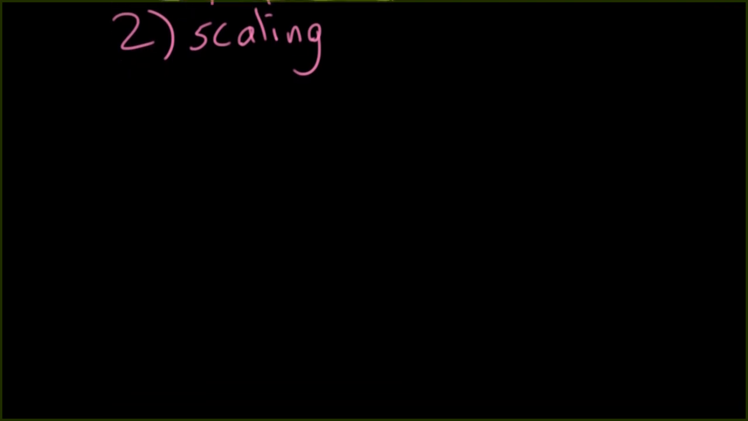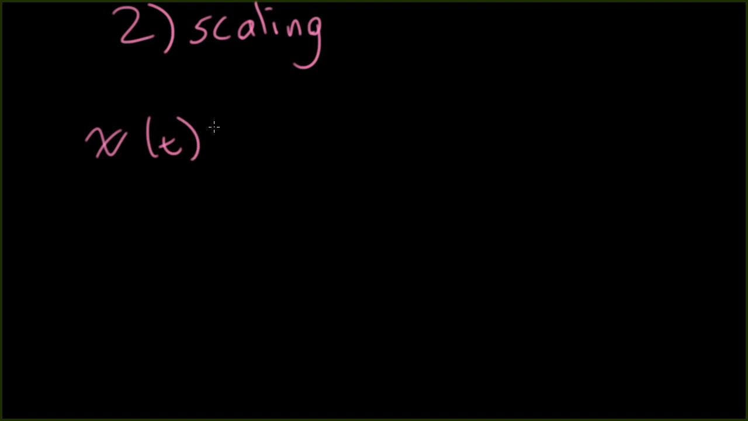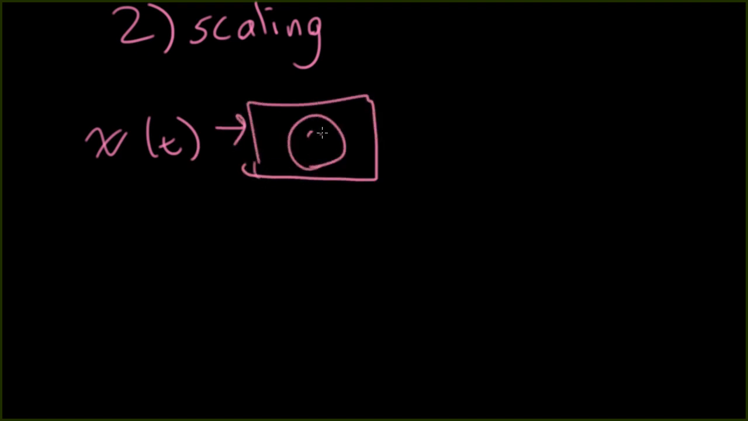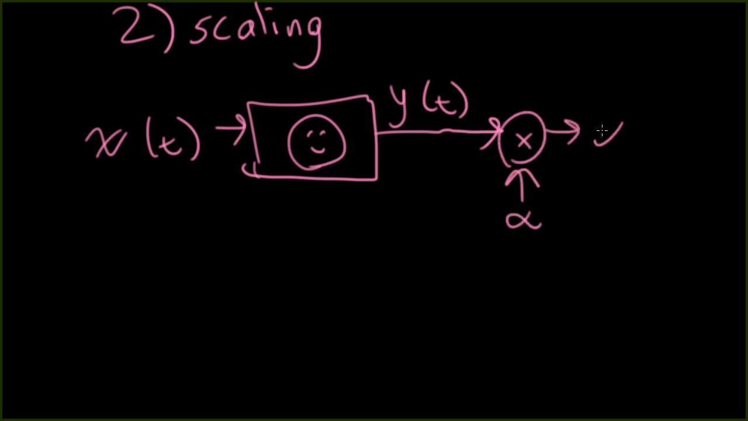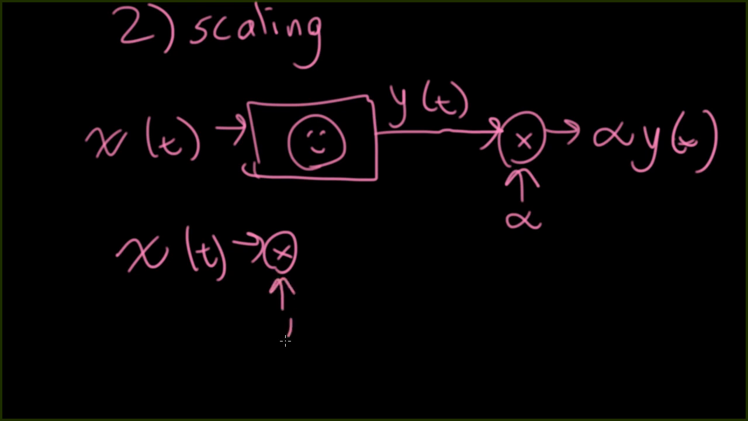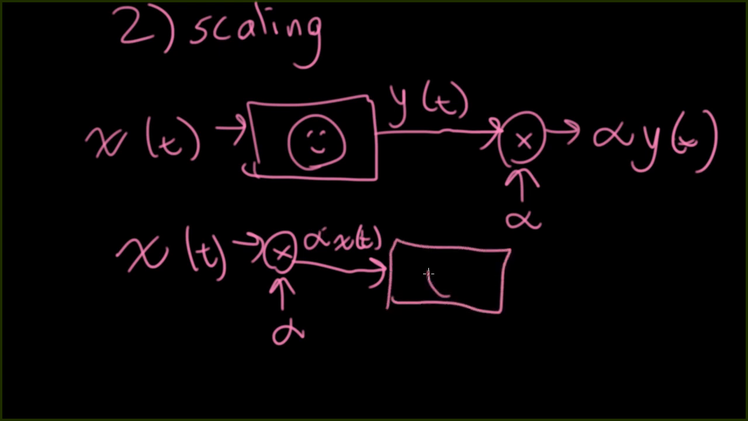Let's take a look at the scaling property. To satisfy the scaling property, what we need to be able to do is take the signal, place it through the system. Let's call the output here y(t). And then we should be able to multiply that output by some constant, say alpha. That's going to give us alpha y(t) at the output here. Or I should be able to multiply it by alpha first. So this is going to give us alpha x(t). And we run it through the system here.